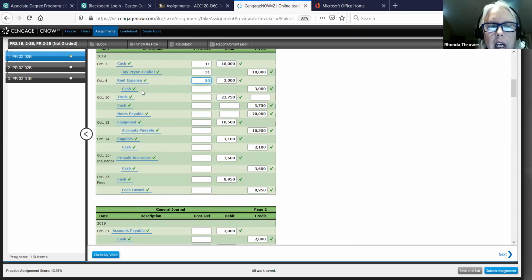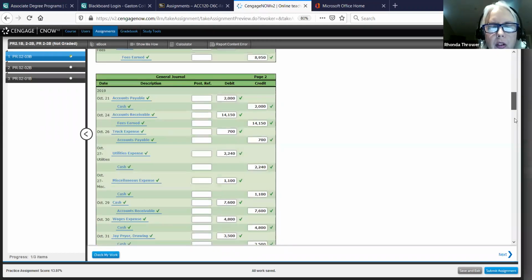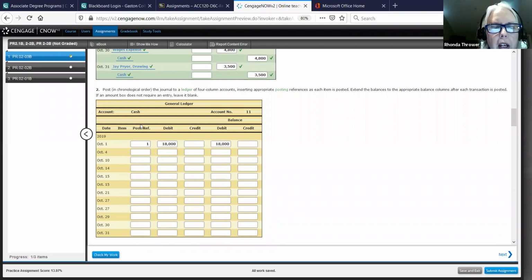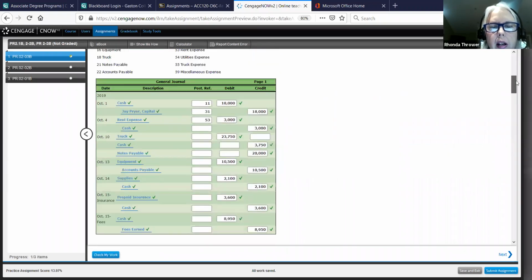Move to your cash account. Now, I want you to see what happens with the cash account. We've got cash credited on October the 4th, so we reduce the cash account. We go back to the cash account on October the 4th. We write down, we got this from journal page 1, but we go to the credit side because on journal page 1, our credit was to the cash account right here for $3,000.